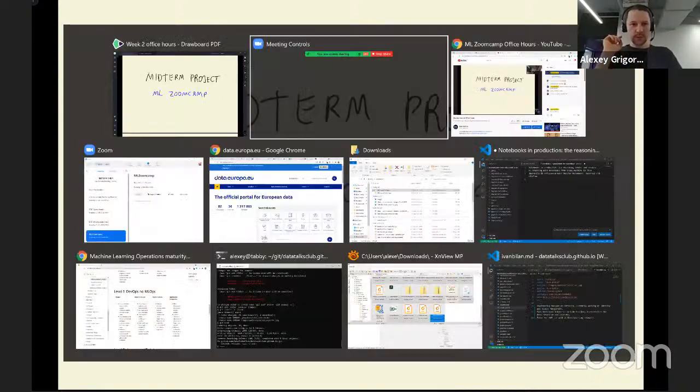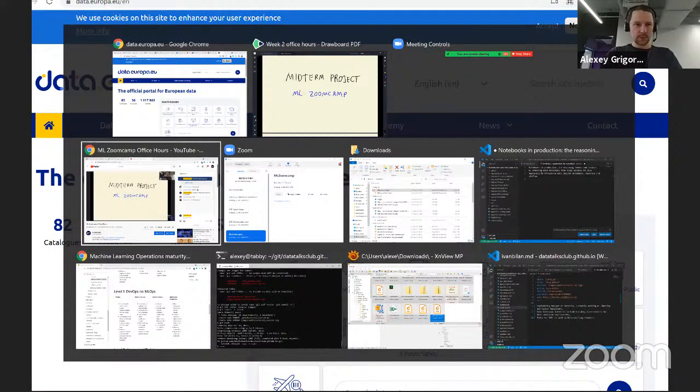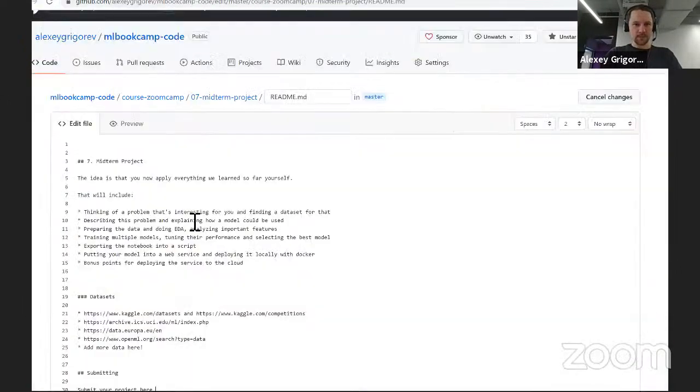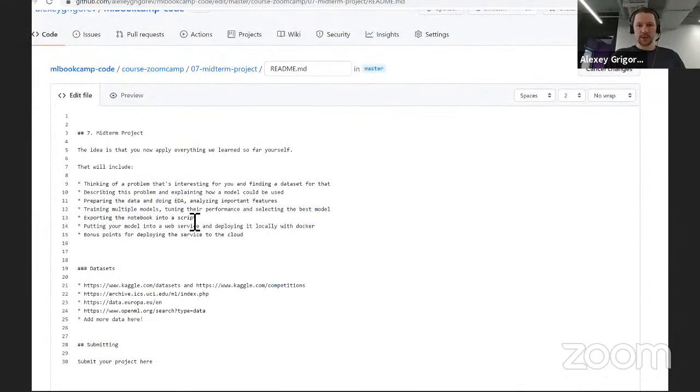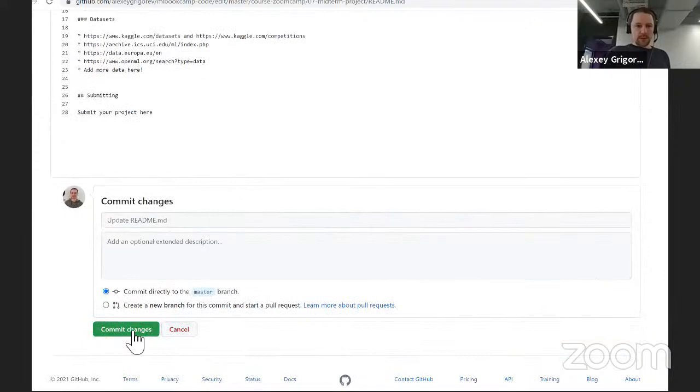What I was doing before we started is editing this README file for the midterm project. So far, I only put in what I had in Slack. I didn't have a chance to put more information here. Hopefully, after we talk more about the project, I'll summarize everything and put it in this document. So let me just commit this.